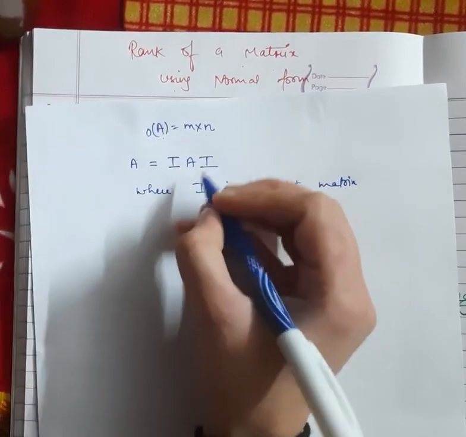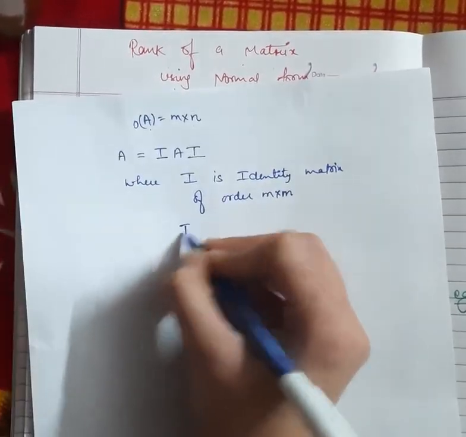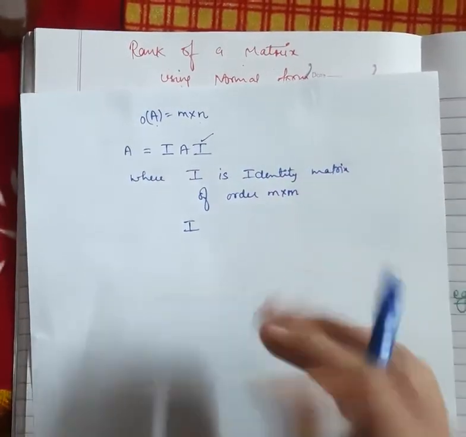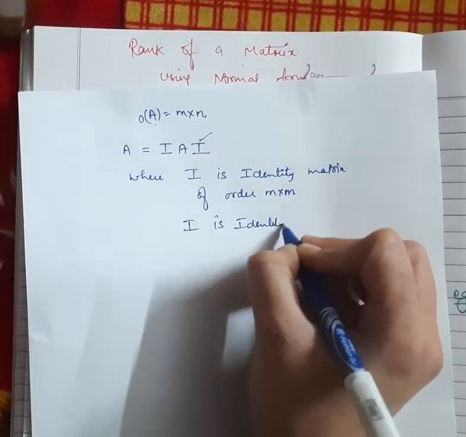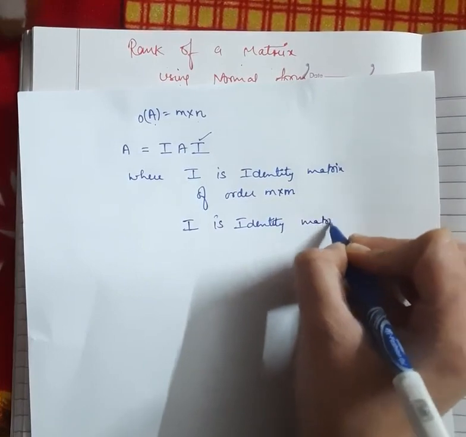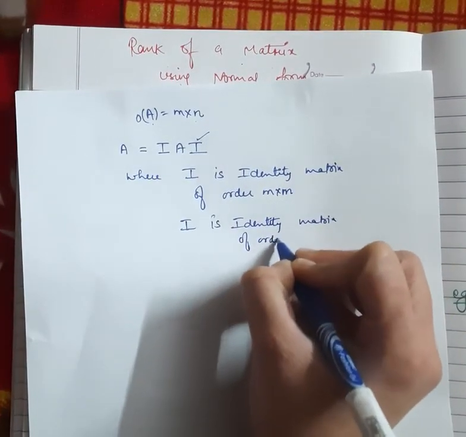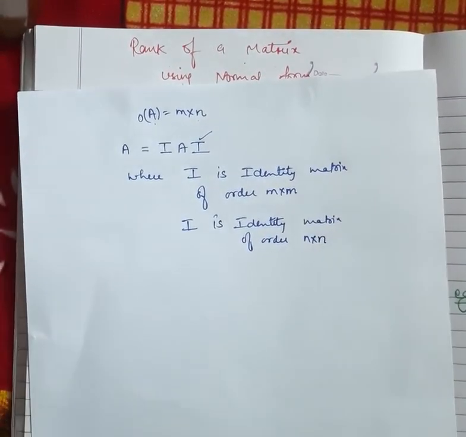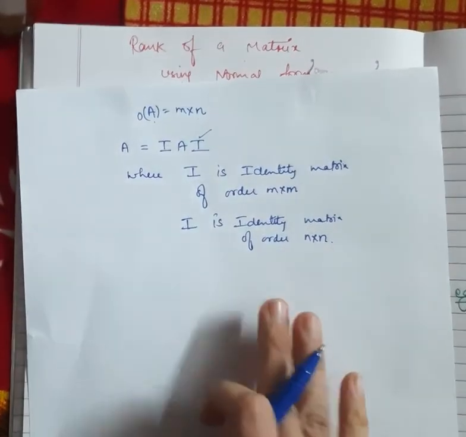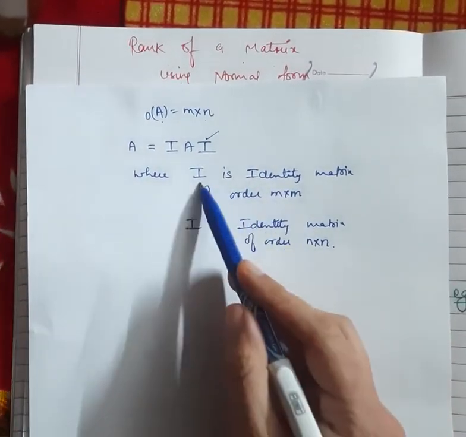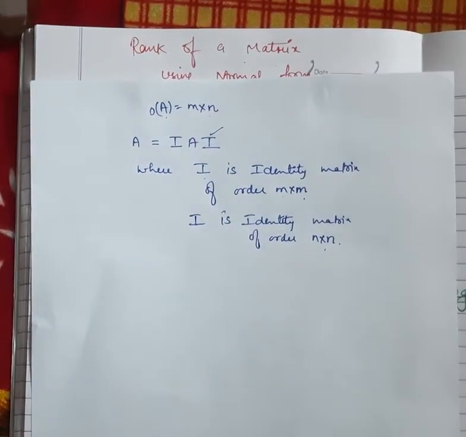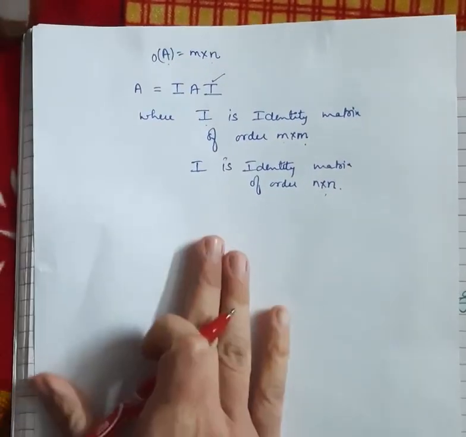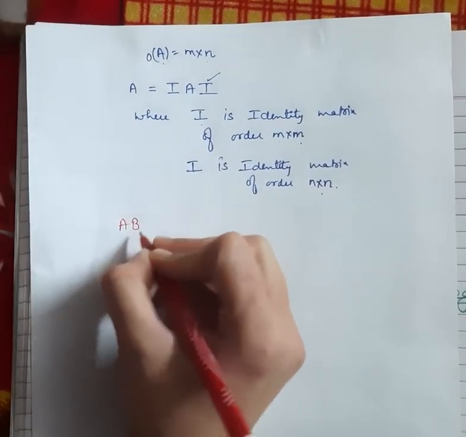and the second one, which is post multiplied with A, this I is an identity matrix of order n cross n. Now the question is going to arise in your mind that why we are saying that this is of order m and the second one is of order n. For that, let us look at a simple rule for matrix multiplication.